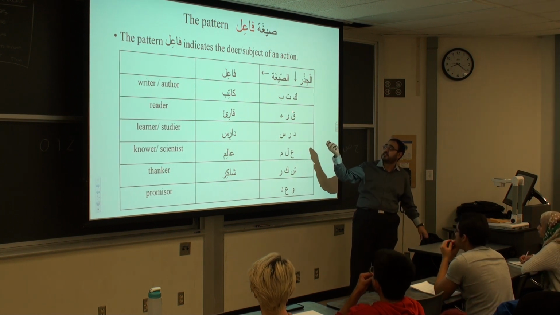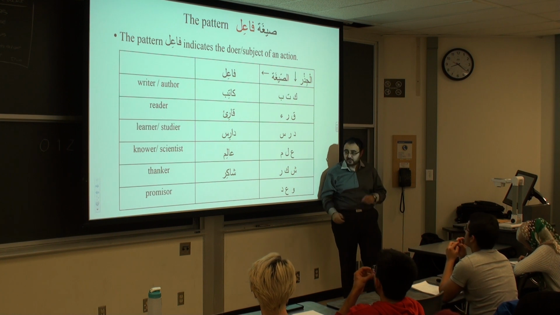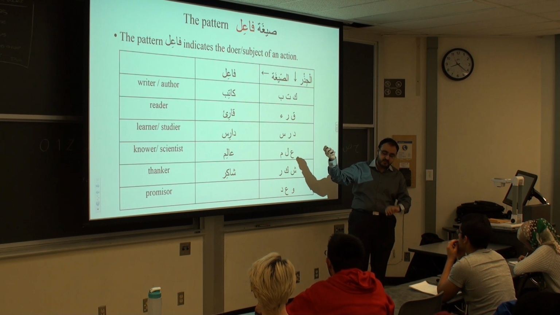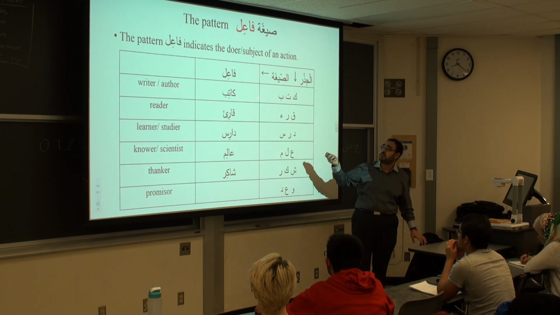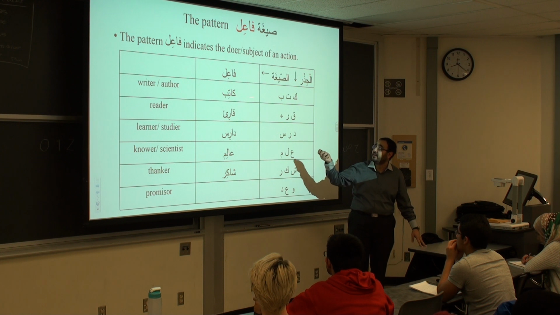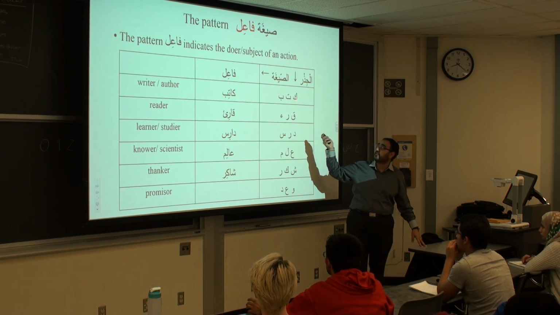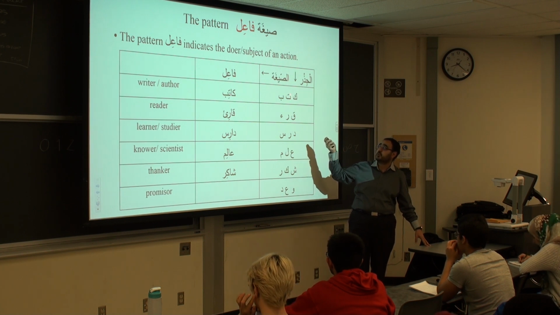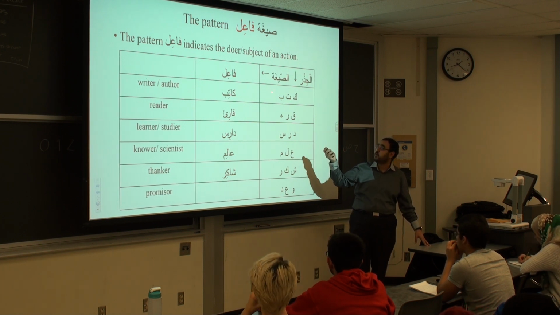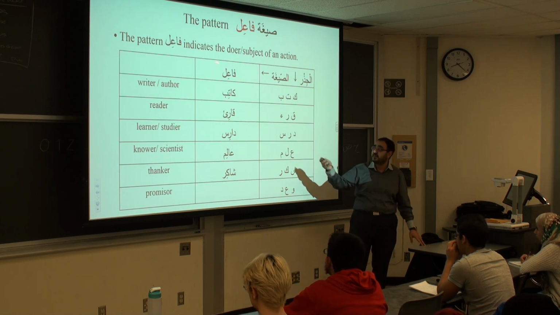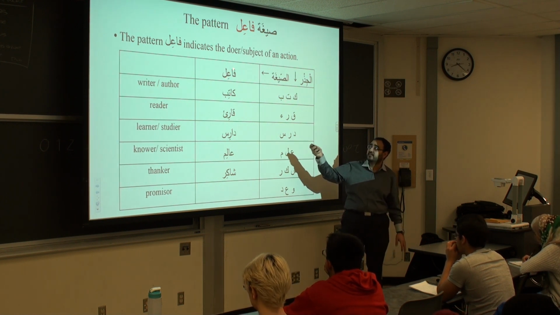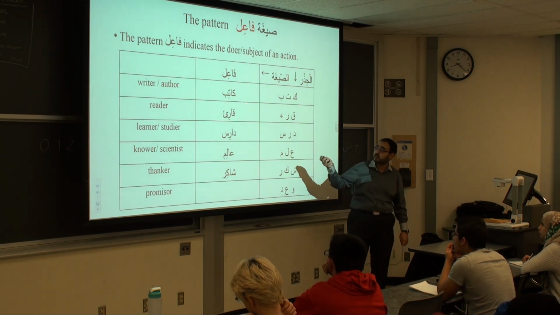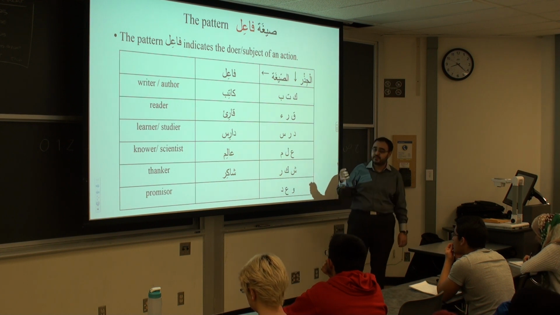What action? This is determined by the root. The root kaf, ta, ba has to do with writing. By putting it in the pattern fa'il, it will be katib. You replace the fa with the first letter of the root, which is the kaf. You replace the ayn with the second letter of the root, which is the ta. And you replace the lam with the third letter of the root, which is the ba. And you add any other things, in this case the long vowel alif and the short vowel kasra. So it will be katib, and that's literally the writer.